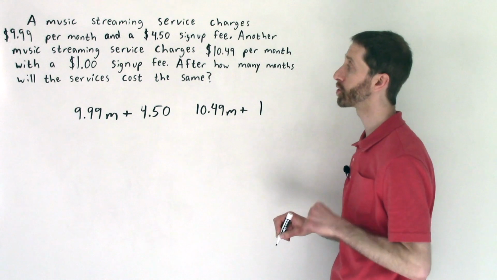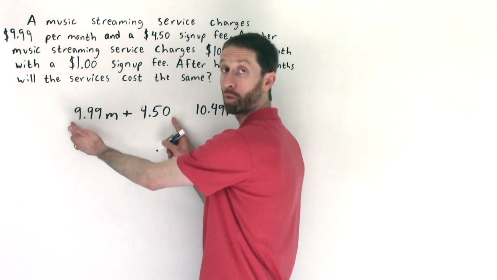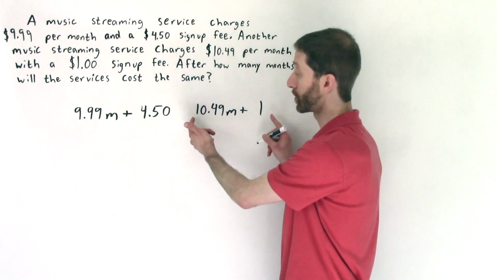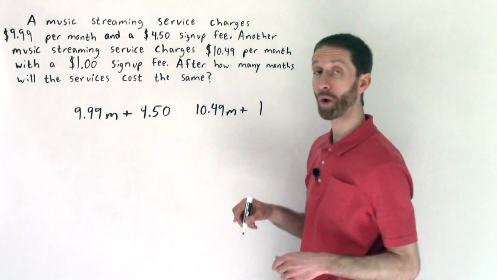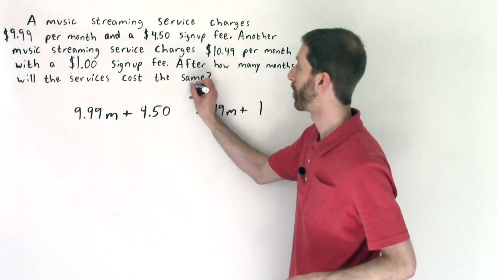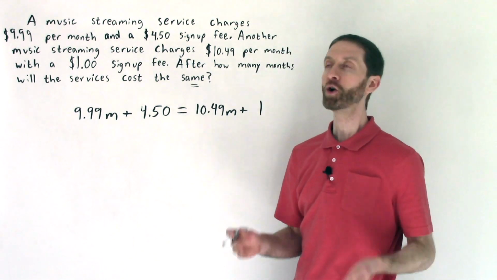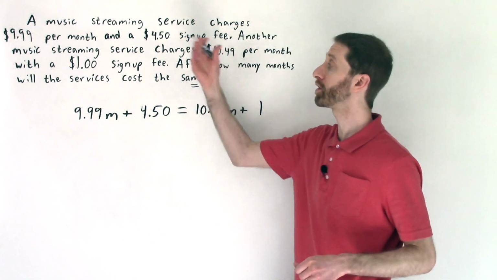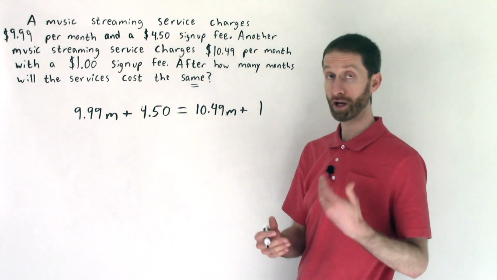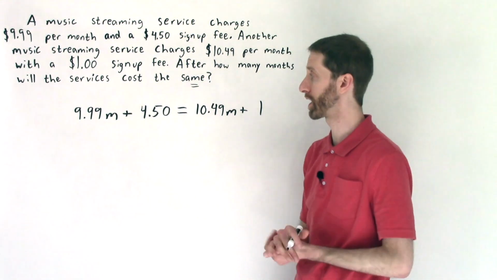After how many months will the services cost the same? Well, this is the cost of service 1, and this is the cost of service 2. We want to know when those costs are the same or when they are equal. So we set the costs equal to each other. And we're done. Rather than read the whole problem, then look back and translate it, we translate it as we read it. And if we needed to make some tweakings, some changes to our setup, we could have.